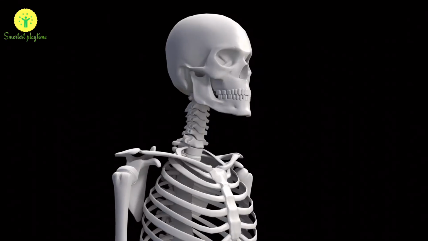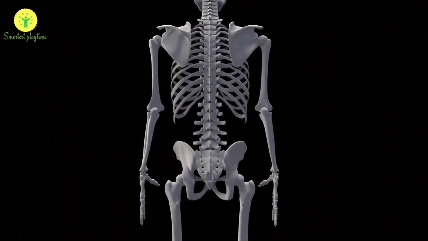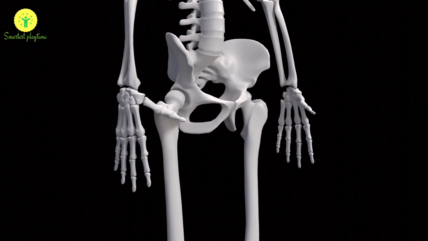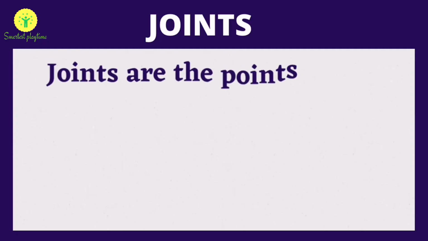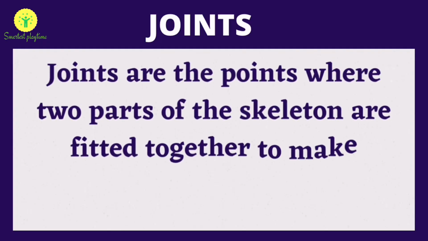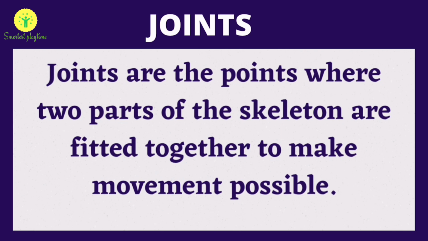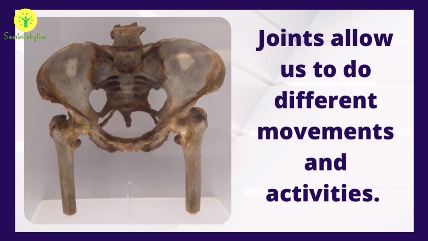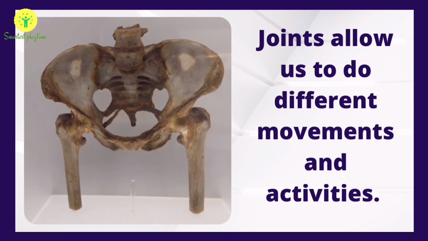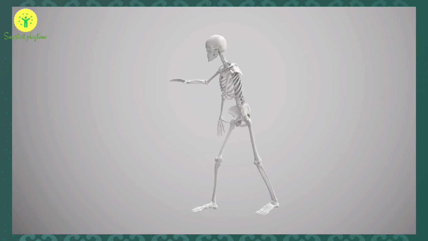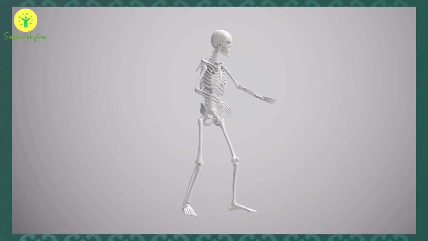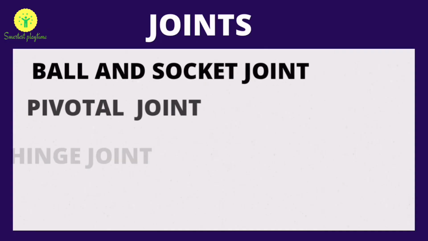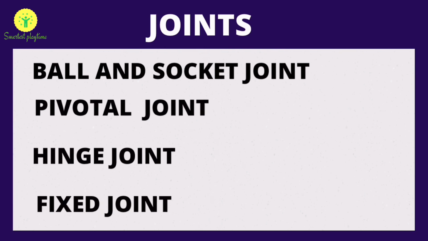These bones are connected to each other at some points. These points are called joints. A joint is a place or site where two or more bones join together. Joints allow movement in some particular fashion. There are different types of joints in our body which help us to do different movements and activities. Joints are broadly classified into 4 categories: ball and socket joint, pivotal joint, hinge joint and fixed joint.